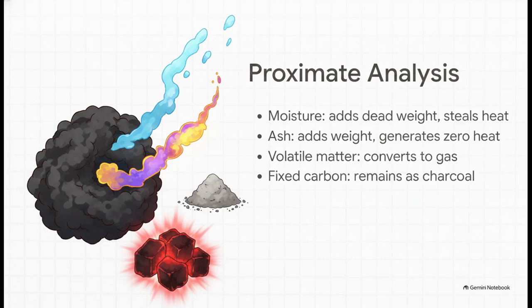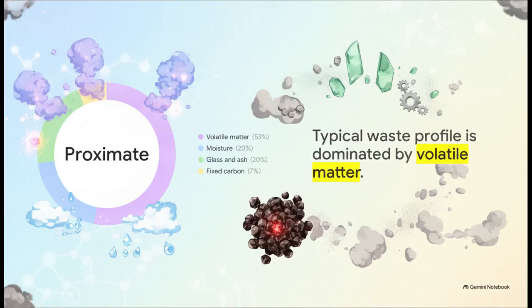And fourth, fixed carbon. This is the stuff that stays behind on the furnace grates as stubborn charcoal, which requires a much longer retention time to completely burn away. Visualizing this really helps bring the engineering reality into focus. In a typical municipal solid waste profile, a massive 53% flashes instantly into volatile matter gases. About 20% is just pesky moisture we have to boil off, and another 20% is inert glass, metal, and ash. Only about 7% stays behind as that fixed carbon we just mentioned.